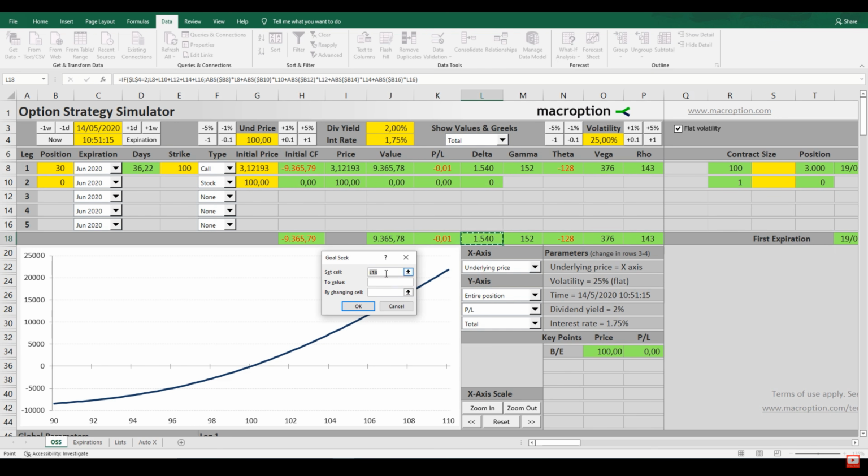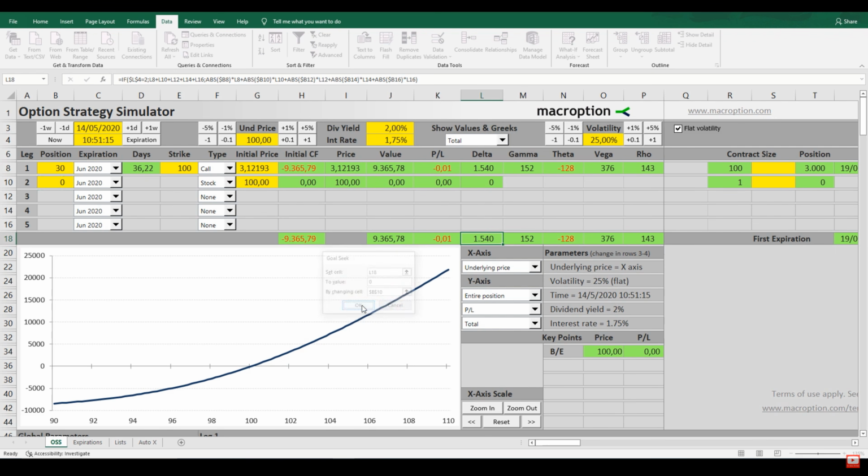So we're going to put the portfolio delta cell in the first row because that's the cell we want to neutralize. In the second row, we'll put the number 0 because we want the portfolio delta cell to become 0. And in the third row, we're going to choose which cell we want to change in order to achieve that. In this case, we want to neutralize the delta by changing the number of stock shares to short sell.